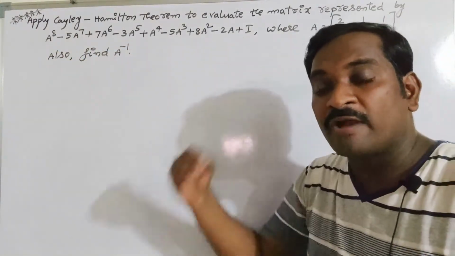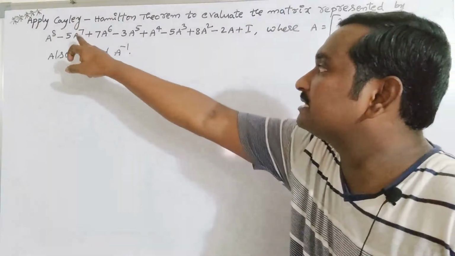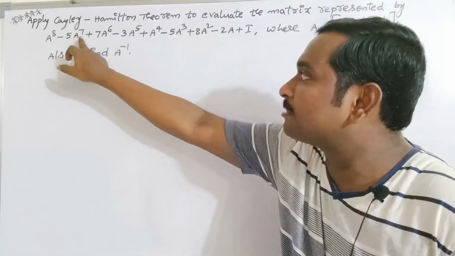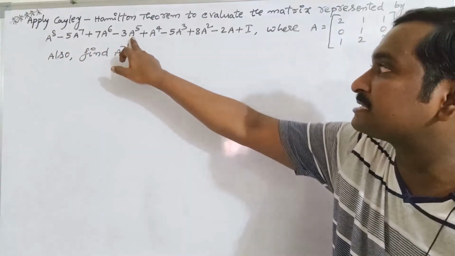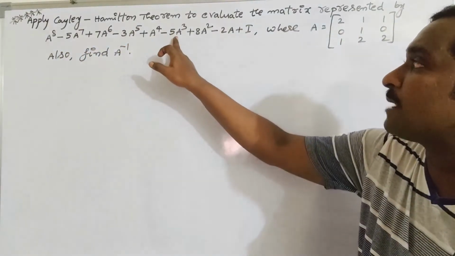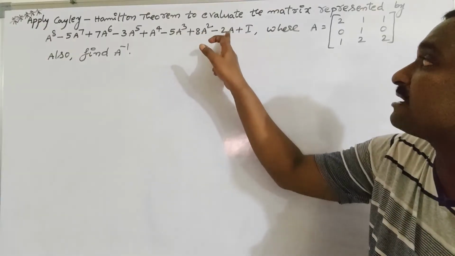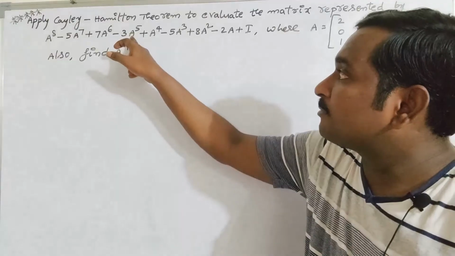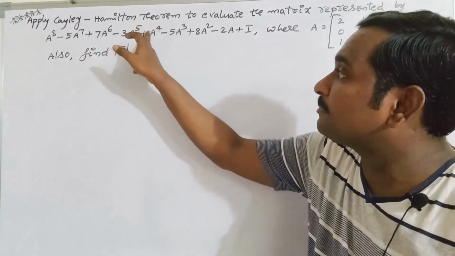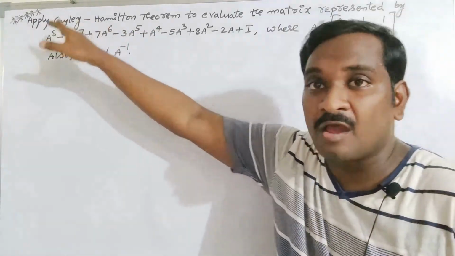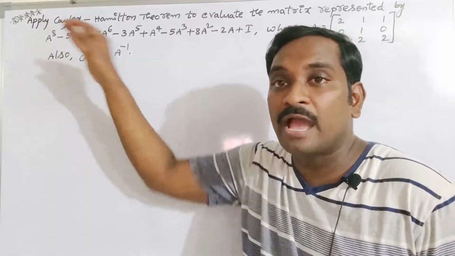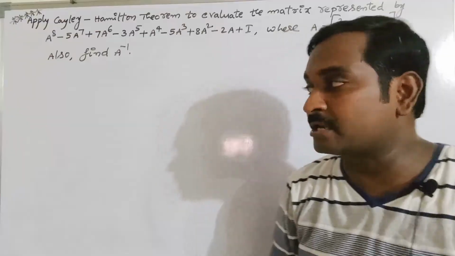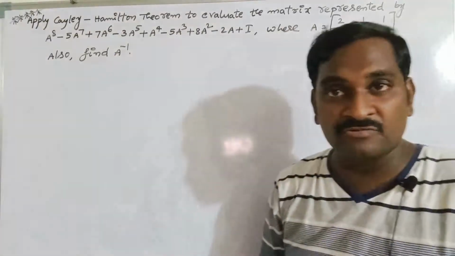We have to find out the value of this matrix polynomial, which is A power 8 minus 5A power 7 plus 7A power 6 minus 3A power 5 plus A power 4 minus 5A cube plus 8A square minus 2A plus I. Without finding A square, A cube, A power 4, A power 5, A power 6 and all higher powers of A, we have to evaluate this matrix. That is the concept of Cayley-Hamilton theorem. After that, we have to find out A inverse also.